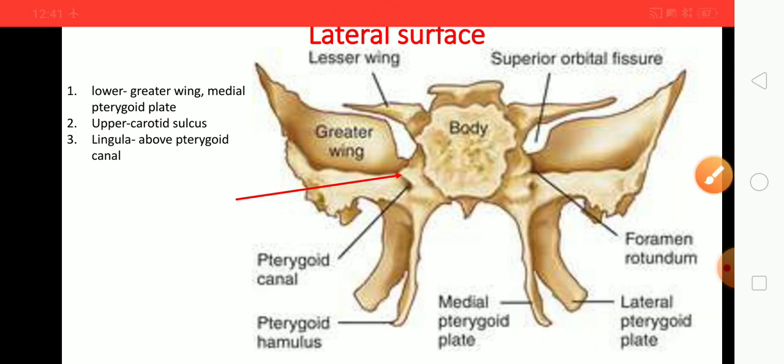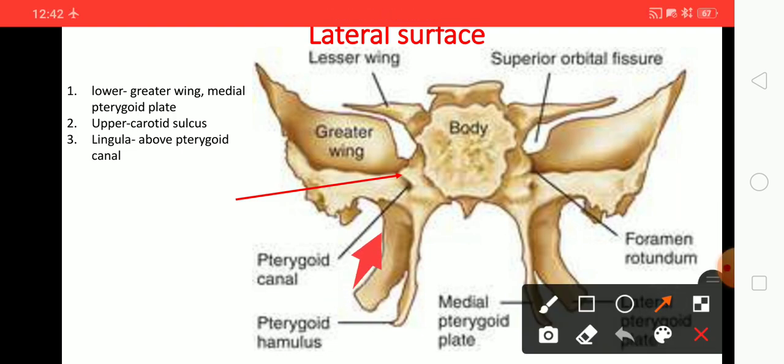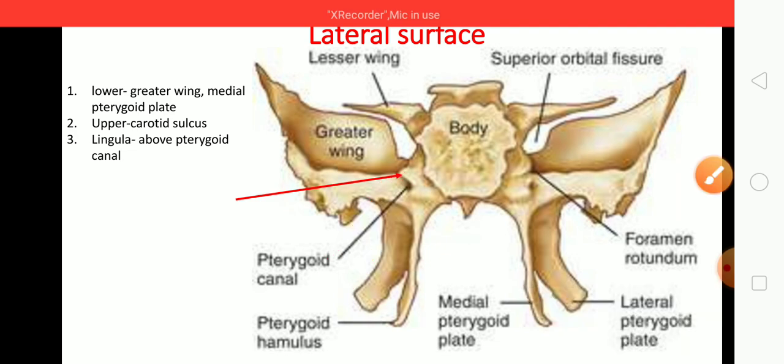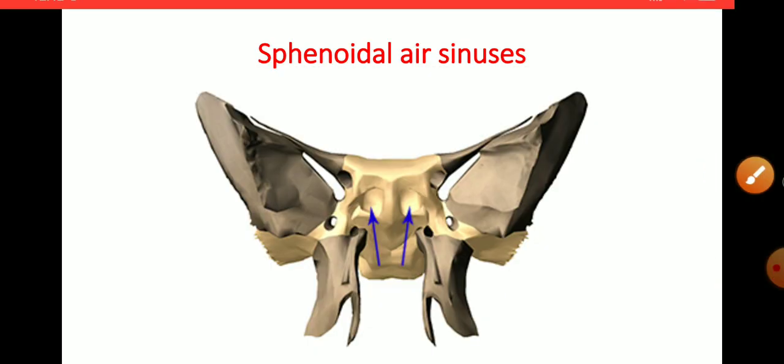On the lateral margin of the carotid sulcus and the posterior end, there is a projection that is known as a lingula. And that lingula lies above the posterior end of the pterygoid canal. So this is the pterygoid canal and this is the lingula.